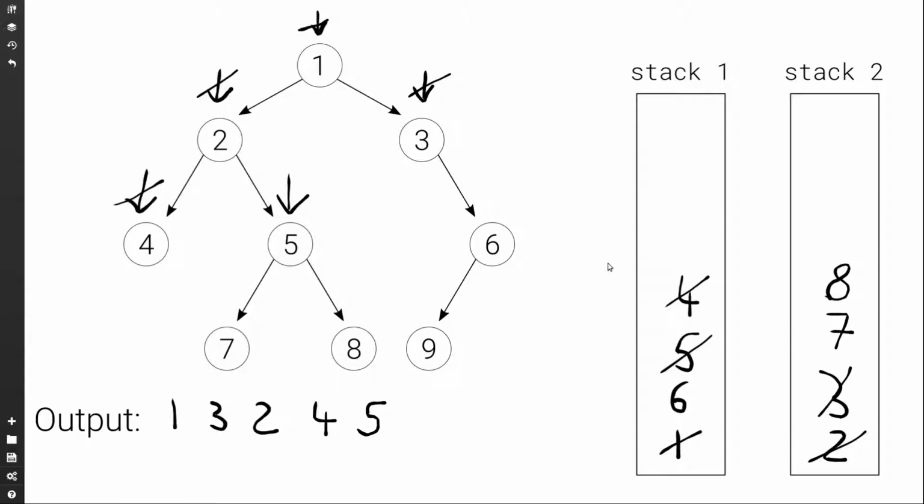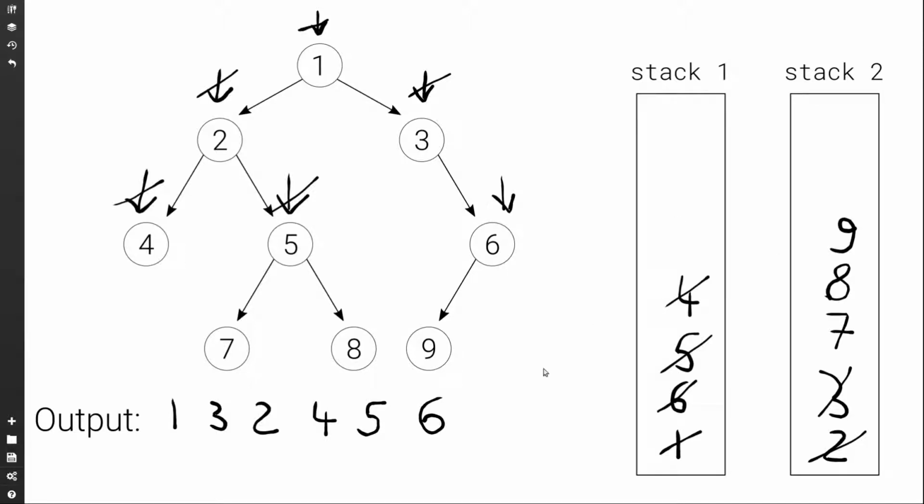We go back to stack 1. We set current node to the top of stack 1, so 6. And we pop stack 1. We print the current node. And then we add the left child to stack 2, so 9. And then the right child, but 6 doesn't have a right child. We go back to stack 1. This time stack 1 is empty, which means we need to move to the next stack.